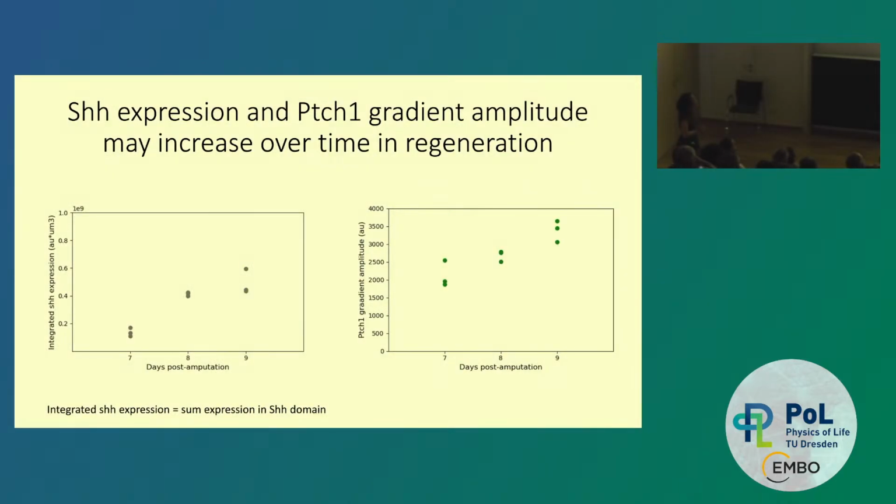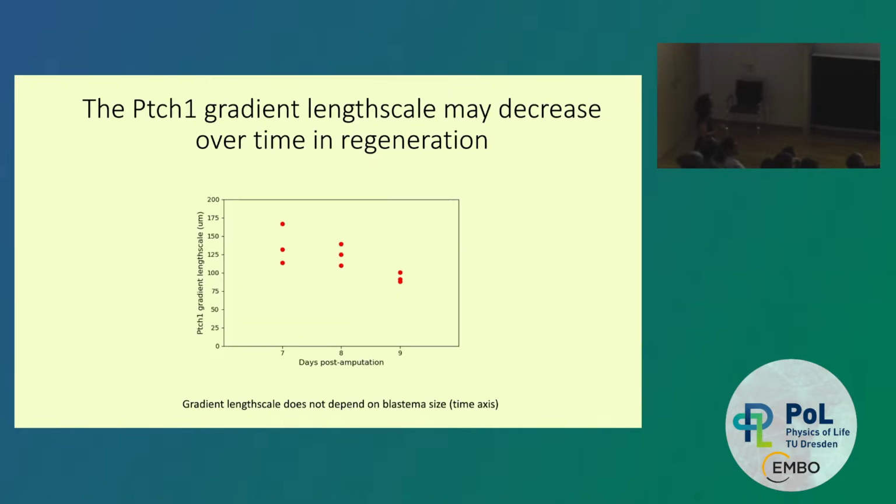And at the moment, we're still collecting this data, but it looks like the sonic hedgehog expression and the patched expression over time are either staying the same or may actually even be increasing over the 3 consecutive days in regeneration. And this is the amplitude. But interestingly, if he looks at the length scale of the patched in these consecutive days, it's either staying the same or going down. And so we're not having a situation where over time this gradient is kind of getting bigger and bigger in these animals.